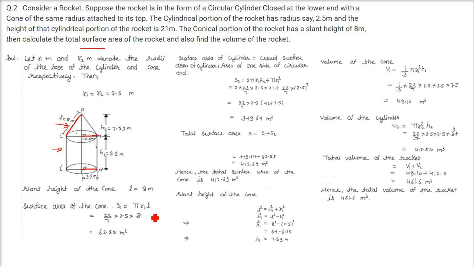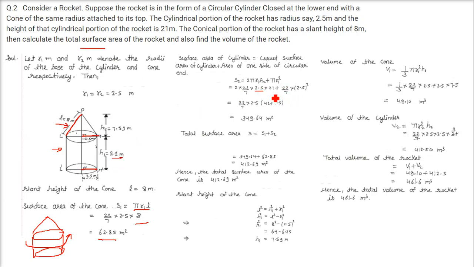What is the surface area? The surface area of the cone is pi into r into L. Pi is 22 by 7, r is 2.5, both of them have the same radius, and L is the slant height. It is 62.85. Now what is the surface area of the cylinder? Because the top is covered by the cone, we don't take that, but we take the curved surface area along with the base. So 2 pi r h and pi r square. We have to add these.